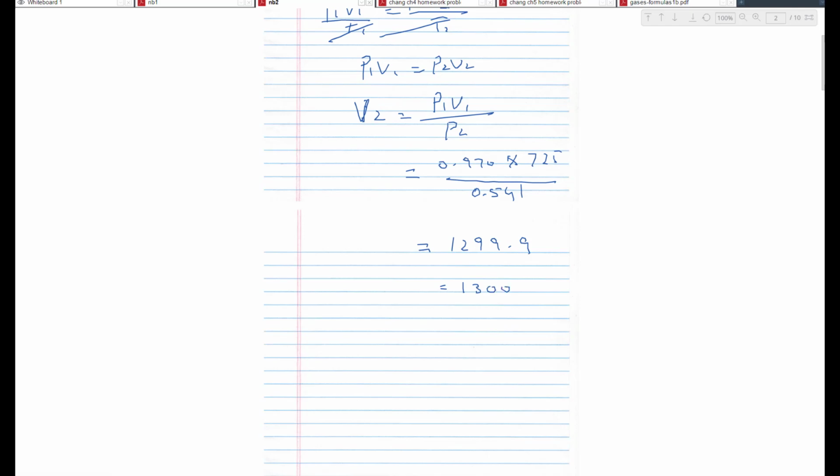Sorry, 3 significant figures: 1.30 times 10 to the third power. You can say it like that, or 1.30 times 10 to the power 3. 1, 2, 3, that's right. And because the answer was in ml, look at the units, what answer they are giving you.